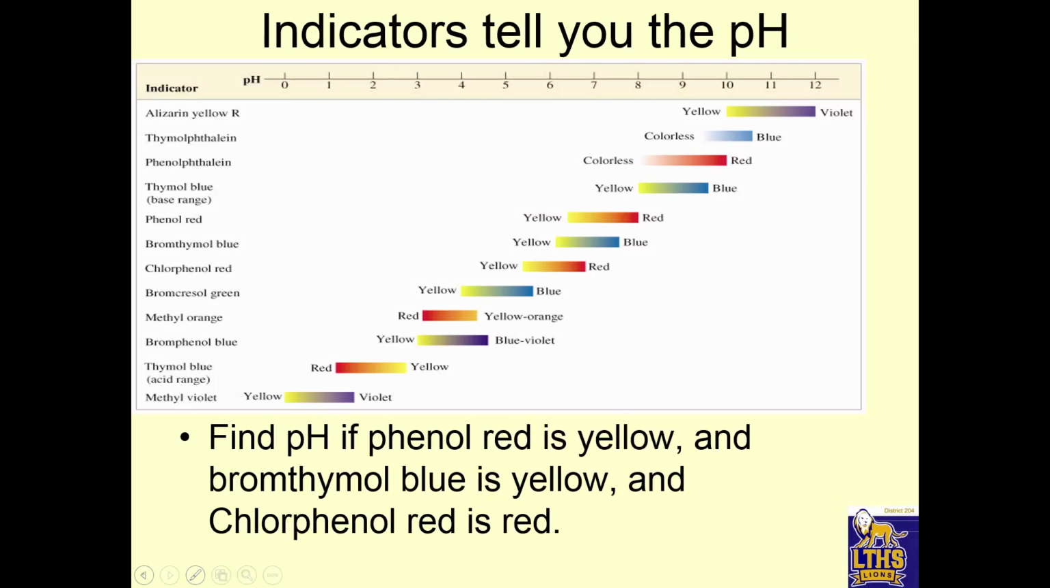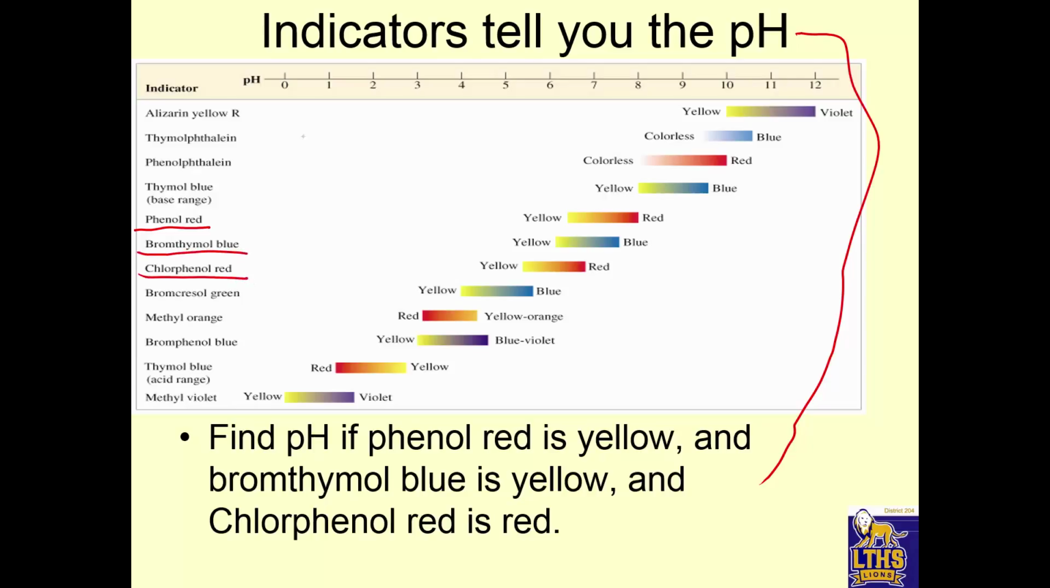Indicators tell you the pH. Now, on this, you can do this with labeling it. You don't have to color it with colored pencils or anything. But you're going to have to be able to do interpretations like this. Find the pH if phenol red is yellow, bromthymol blue is yellow, and chlorophenol red is red.